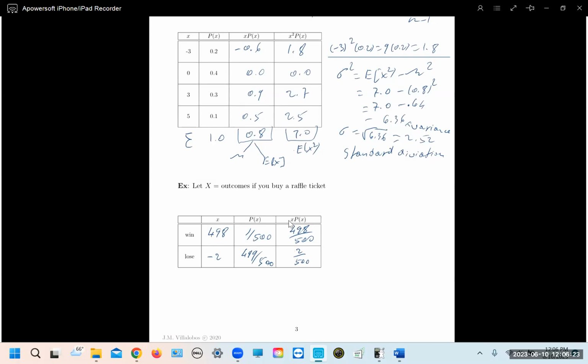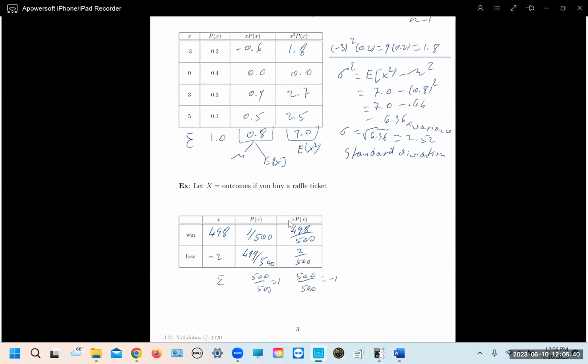So the sum of these is 500 over 500, which is 1. And so this one is the negative 2. So we have a negative 1.